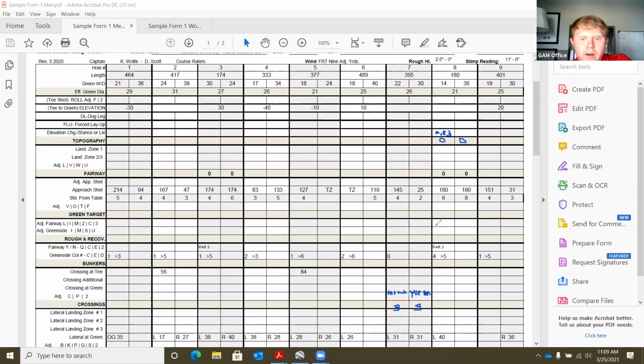Next, we'll look at our green target. So we didn't have any adjustments, so we're just going to take these values straight down. So 6 and an 8. And then our R&R here.